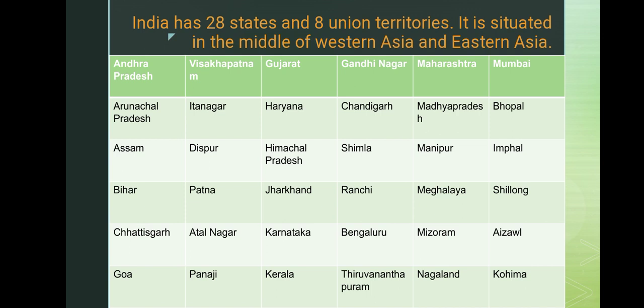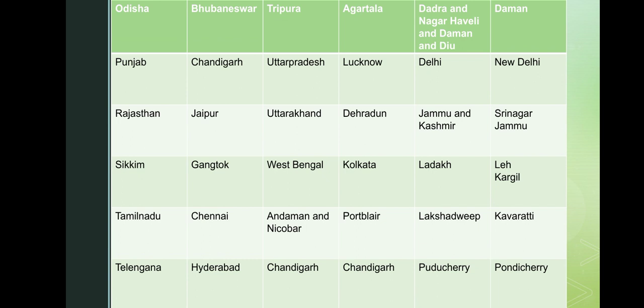Manipur, Imphal, Meghalaya, Shillong, Mizoram, Aizawl, Nagaland, Kohima, Odisha, Bhubaneswar, Punjab, Chandigarh, Rajasthan, Jaipur, Sikkim, Gangtok, Tamil Nadu, Chennai, Telangana, Hyderabad, Tripura, Agartala, Uttar Pradesh, Lucknow, Uttarakhand, Dehradun, West Bengal, Kolkata. These were the 28 states of India.